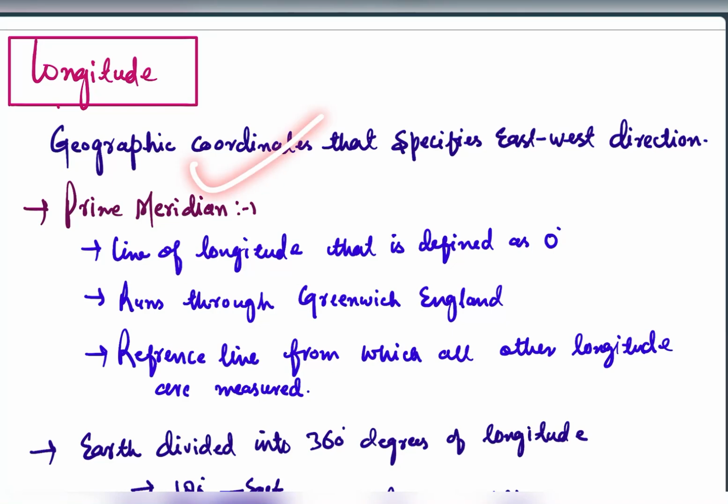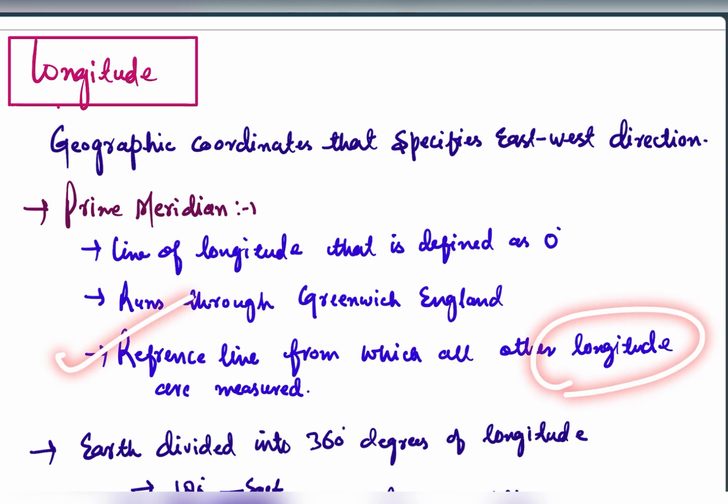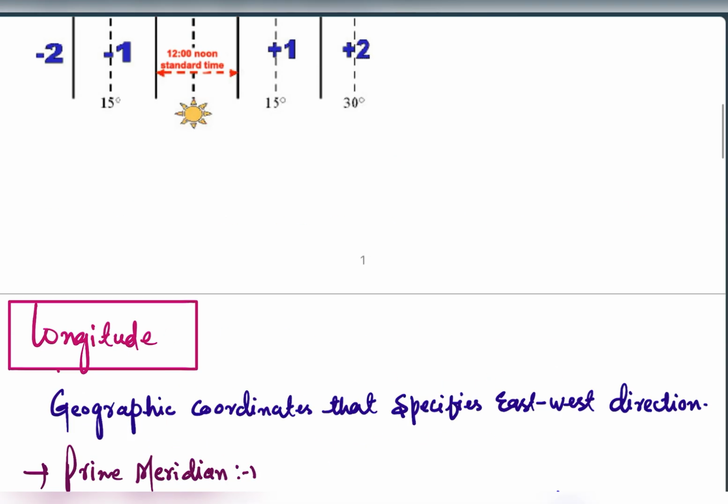Longitudes are geographic coordinates that specify east-west direction. Before jumping into longitude, we'll talk about the prime meridian. The prime meridian is the line of longitude that is defined as 0 degree. It runs through Greenwich, England, and is the reference line from which all the longitudes are measured. How? Let's see it.